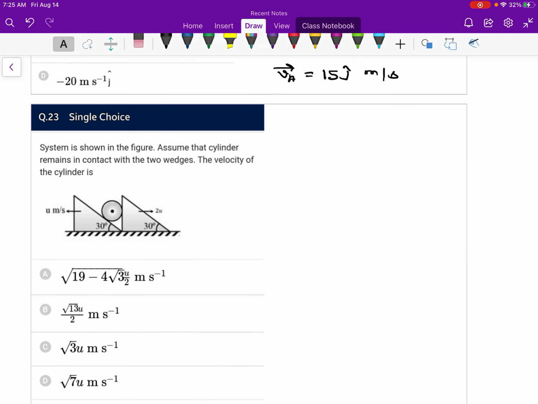System is shown in figure. Assume that cylinder remains in contact with two wedges. The velocity of cylinder is. So again guys, this question is from constrained motion. The left wedge has velocity u towards left and right wedge has velocity 2u towards right, and we want to find out the velocity of cylinder. So let's assume we don't know the velocity or direction of velocity of cylinder because it will move horizontally as well as vertically. So let's assume that the cylinder has velocity ux horizontally and uy vertically, and we'll apply the constraint condition.